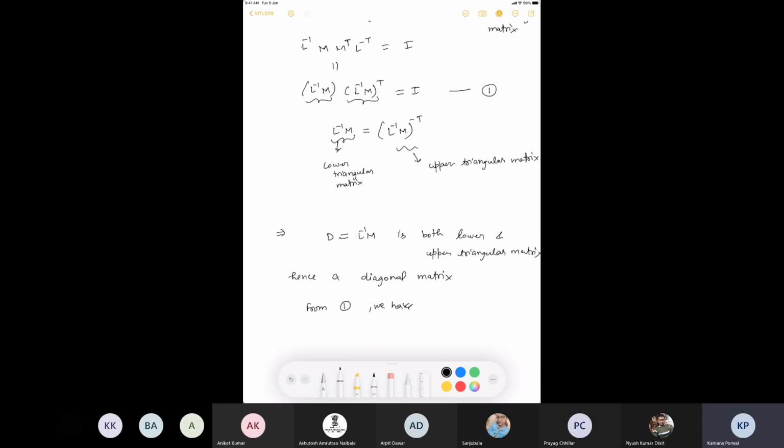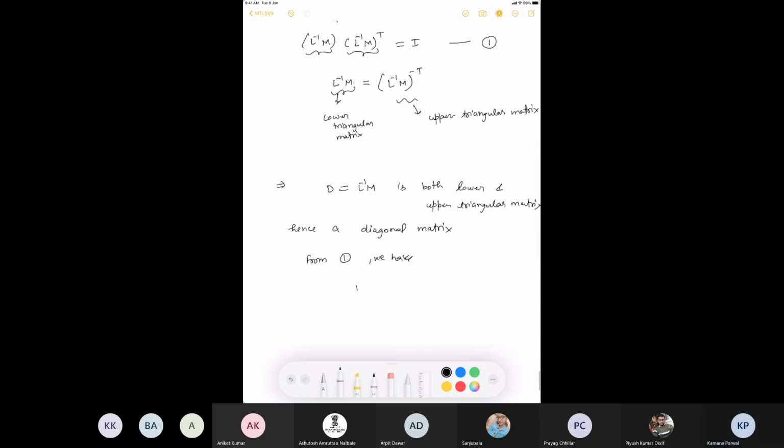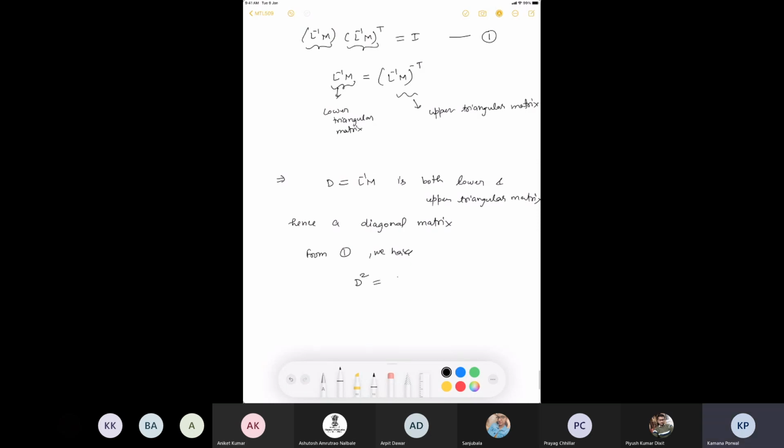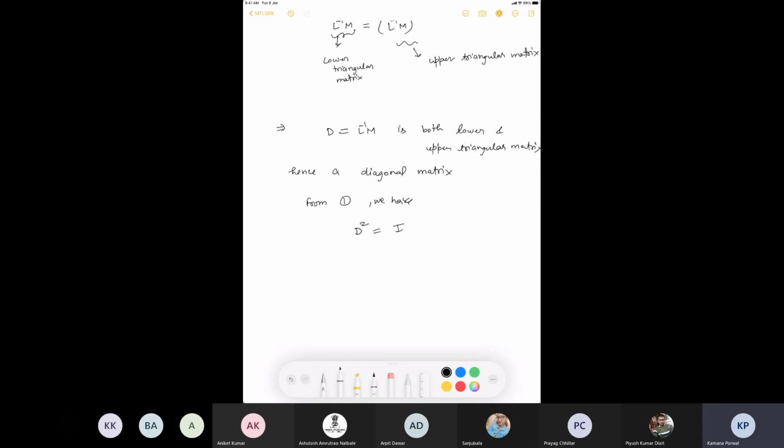L inverse M is D. Okay. And here, L inverse M transpose, L inverse M is D. So D transpose is again D. Okay. So we have that D square is equal to I. So D is a diagonal matrix whose diagonal elements squared is nothing but 1. Right. So this means that the elements of D can be either +1 or -1.